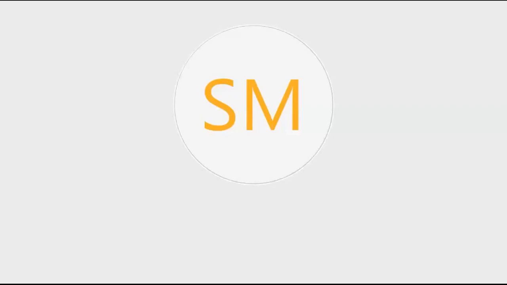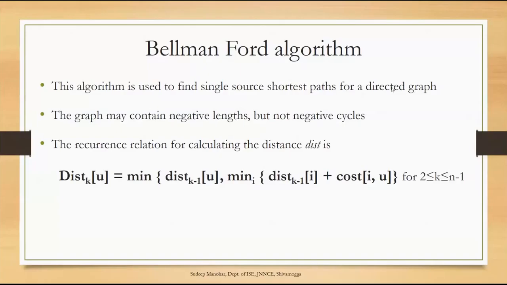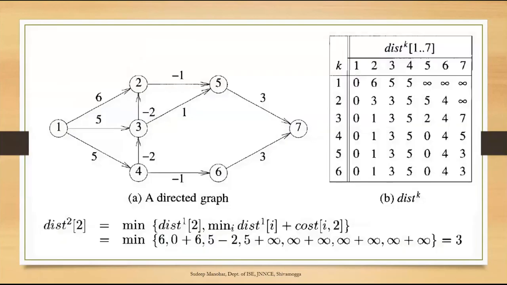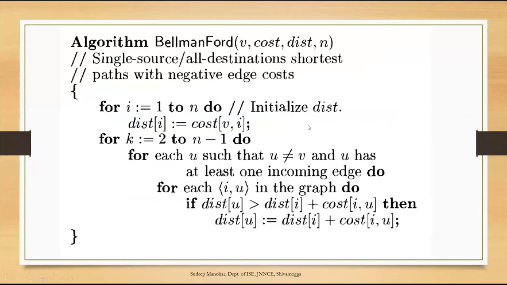For I is equal to 1 to n, starting from 1 to n, we have to initialize. What do we have to initialize? The distance of I is nothing but cost of v comma I. So how do we fill in the first row? The first row is nothing but the values from the cost matrix. Whatever the values of the cost matrix are for each vertex, those will be put. What is the distance from 1 to 2? From 1 to 3? From 1 to 4? From 1 to 5? From 1 to 6? We get that from the cost matrix, and those values are put in the first row. That is, we are initializing the distance of each vertex with the cost.